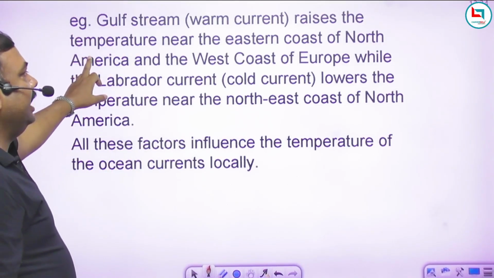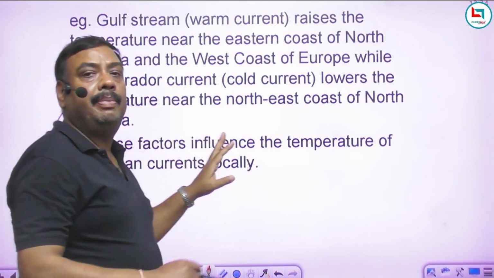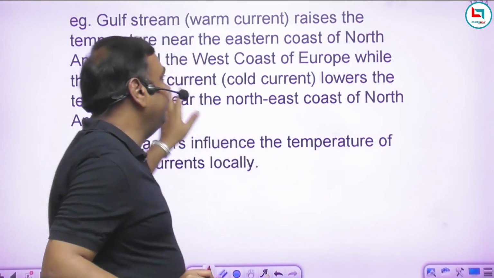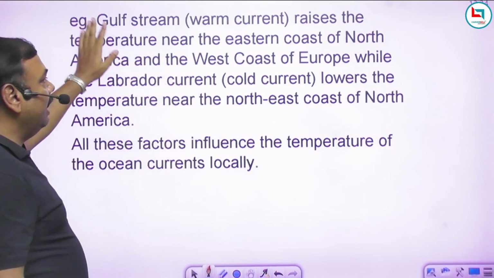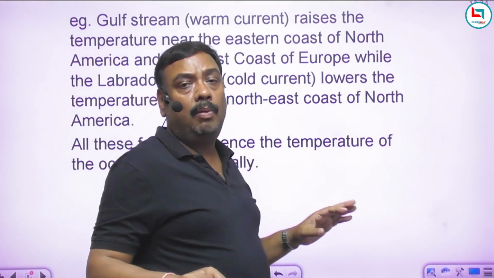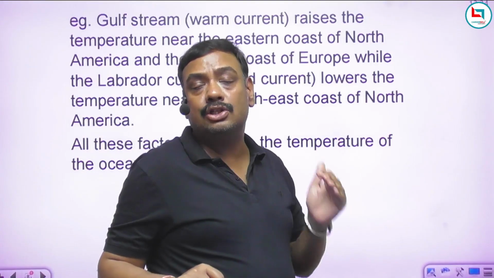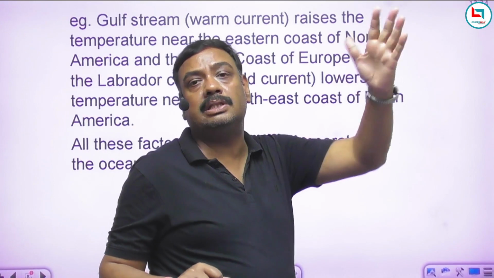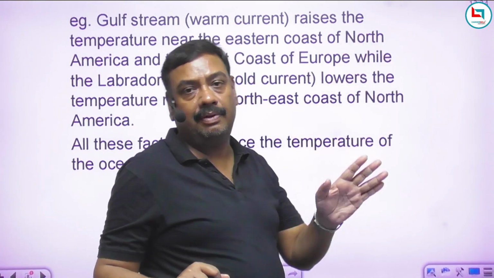Here I have taken an example, and this example you will see also in the chapter of ocean currents. I have taken one of the examples here, Gulf Stream, which is a warm current, and this Gulf Stream is a warm ocean current that is flowing along the east coast of North America from south to north, from the equatorial region towards the polar region. Right? In that way you can consider.